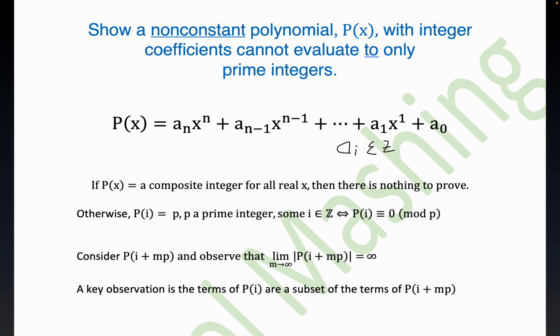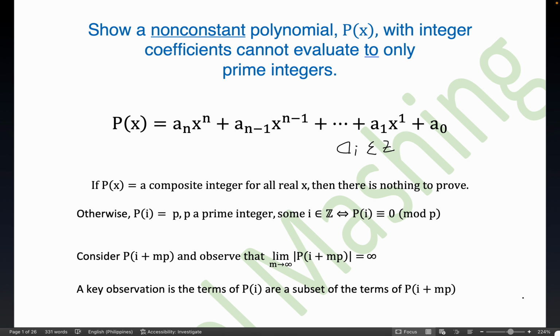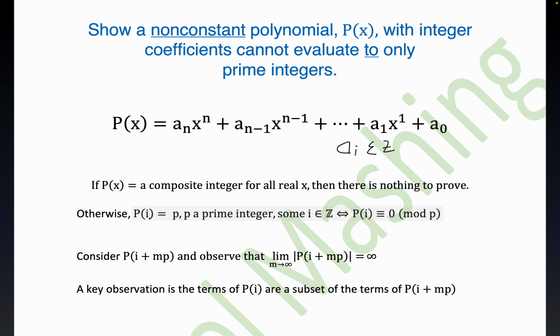Now, if p of x is composite, that's the opposite of prime. A composite integer has a divisor less than the integer and greater than 1. So if it's composite, we don't have anything to prove. So this is case 1. Now case 2, we can assert that if it's not composite, that means there has to be a value such that p of I evaluates to a prime for some integer I.